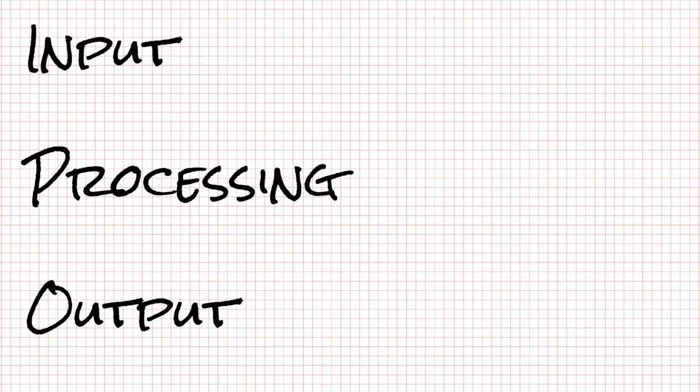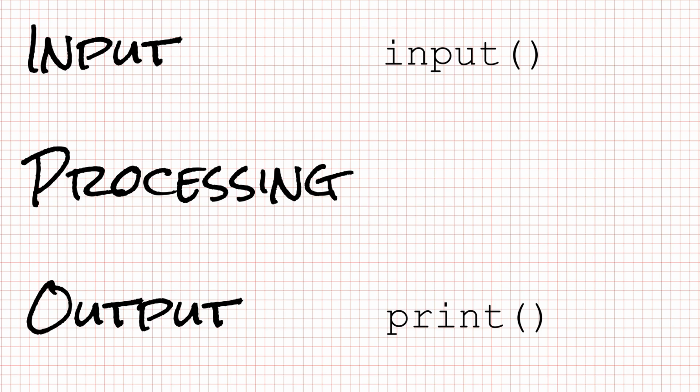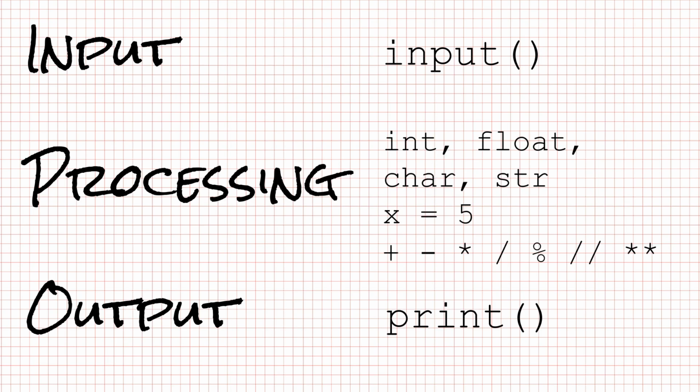In this video, we're going to look at 6 examples of input processing output programs in Python. If you've learned about the input and print statements, data types, variables, and basic math operations in Python, these examples are perfect for you.